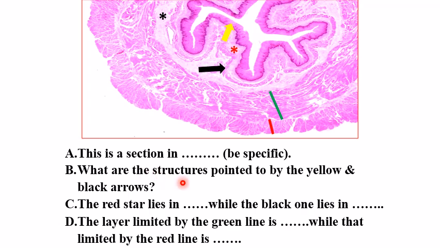Identify the structures pointed by the yellow and the black arrow. The yellow arrow is the non-keratinized stratified squamous epithelium, while the black arrow is the muscularis mucosa. The red star is the lamina propria, while the black star is the submucosa. The layer lined by the green line is the inner circular, while the red is the outer longitudinal.